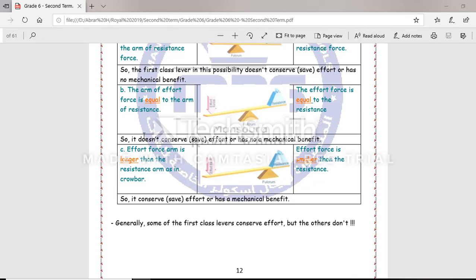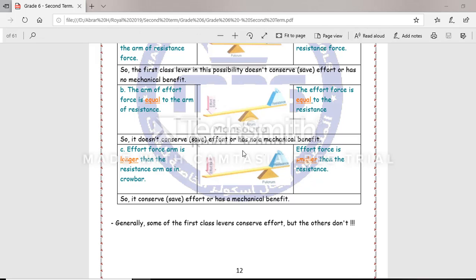The third possibility is that the effort force arm is longer than the resistance arm, so the effort force is smaller than the resistance. And in this case of the first class levers, we can say that this case of the levers conserve effort and has a mechanical benefit. Why? Because the effort is smaller than resistance. So the first class lever in this case only conserve effort.